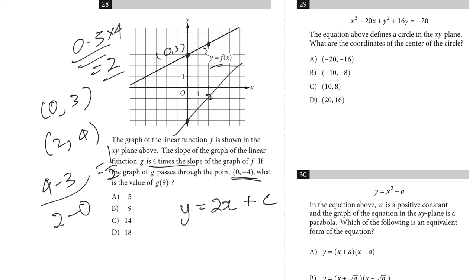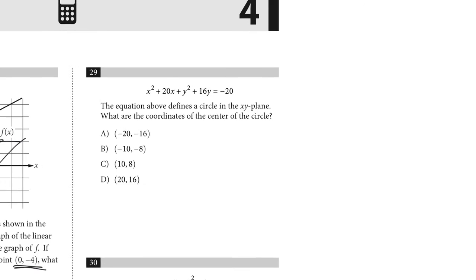Find the equation, I guess. Alright, so we have y equals 2x plus c. When x is 0, y is minus 4, so c is minus 4, and y is equal to 2x minus 4. What is the value of g(9)? When we put in 9, it's 18 minus 4, and we have 14. 14 is the answer.